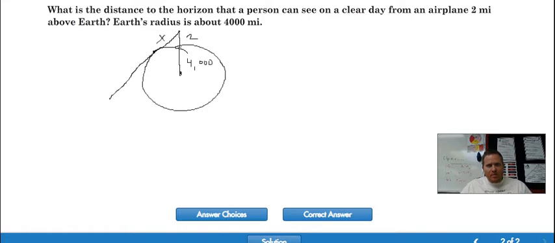So the thing that we got to remember is that the tangent line creates a 90-degree angle. It creates a perpendicular angle right there. It's super important. And we were also told that this is a radius, so this is also going to be 4,000. So again, I can see that I have a right triangle. I have 2 of 3 sides of a right triangle, so to find the other side, all I'm going to do is use Pythagorean theorem.